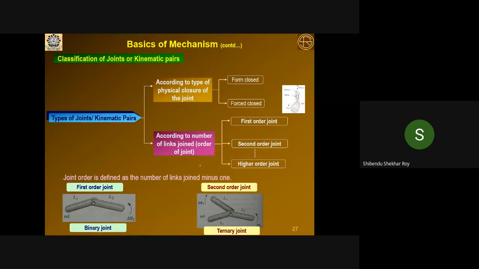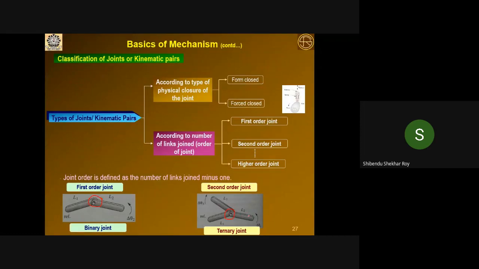Now another classification is according to the number of links joined to a particular joint. A joint may be a revolute joint or prismatic joint. This is one issue. Another is how many links are connected to a particular joint. For example, here this is a pin joint, that means the revolute joint. Two links are connected, L1 and L2. But in another pin joint, you see how many links are connected? 3 links.